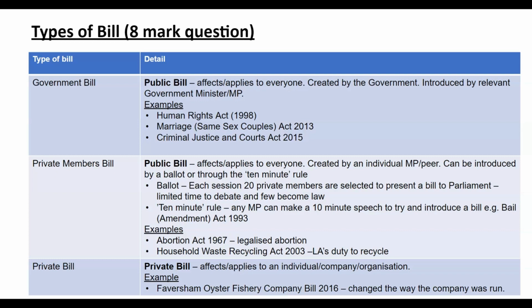Private bills, as I said, are different from private members' bills, but these apply to or affect an individual, company or organisation. So they don't apply to the whole country or everyone in the same way as the two above. The main example of this is the Faversham Oyster Fishery Company Bill in 2016, which was essentially to do with changing the way the company was run. You don't need to know too much detail about it, but you can find the bill online if you want to have a look. So that sets out the information on that.